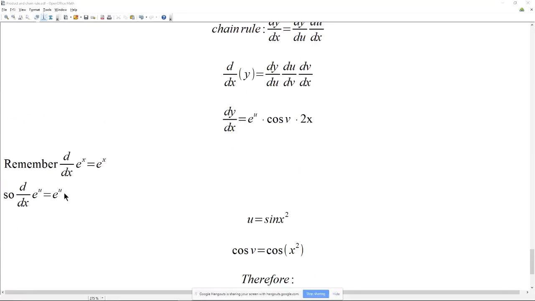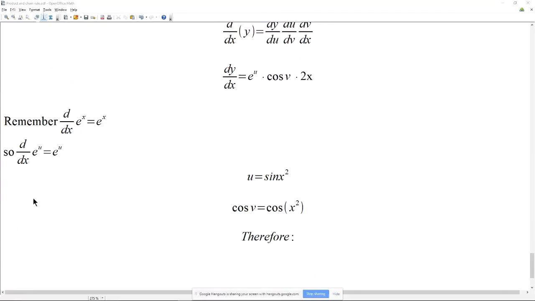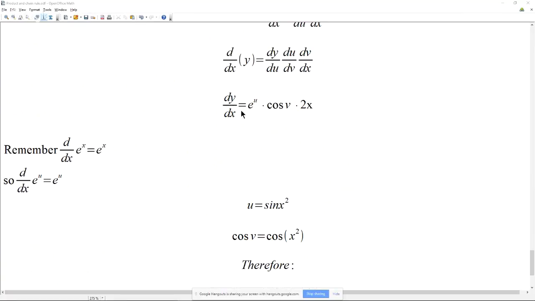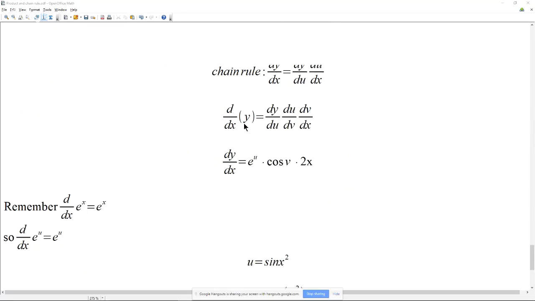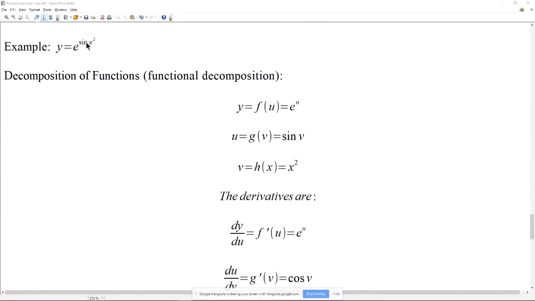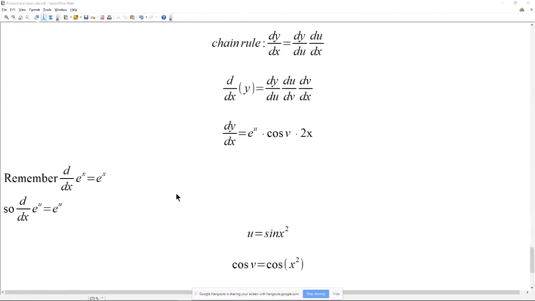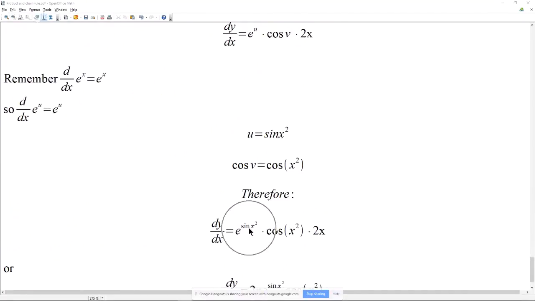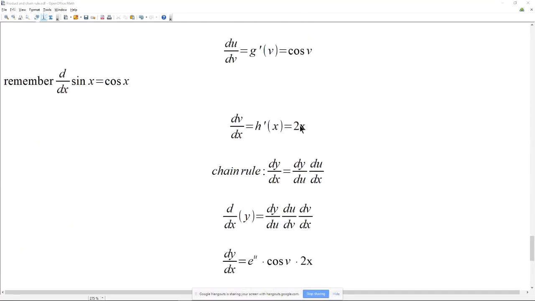Okay. So let's continue on. We've already established this right here. We already know that e^u is equal to e^u. So now that I have this figured out, I can stick u in again, right? And what was u? What did we figure out? Sine x squared. Sine x squared, correct. So now I get a 6 sine x squared, right? And for v, right here? Yes. And cosine v equals cosine of v, which is x squared.